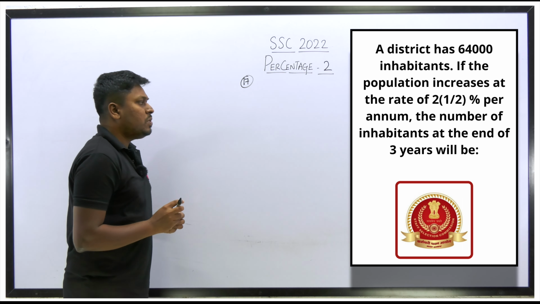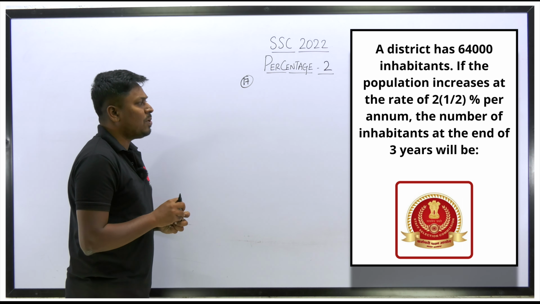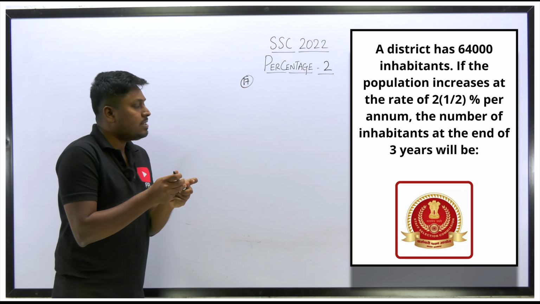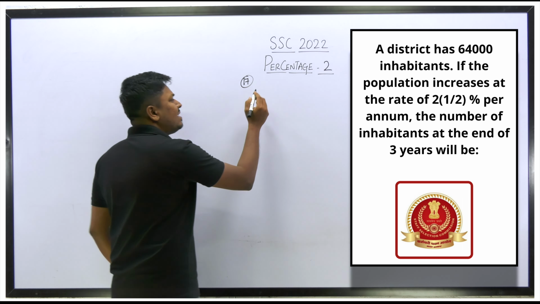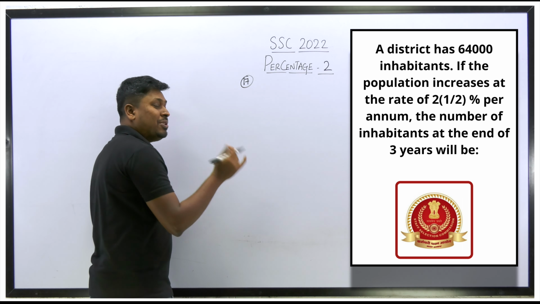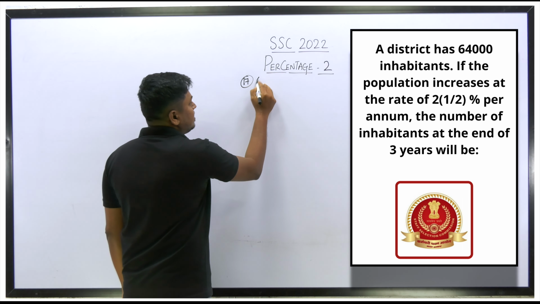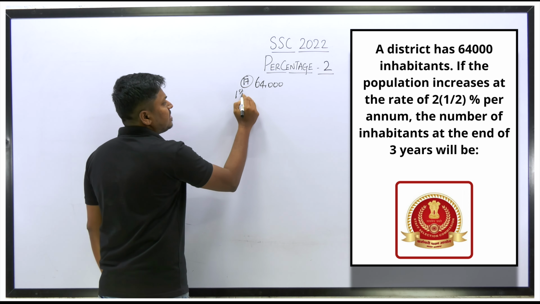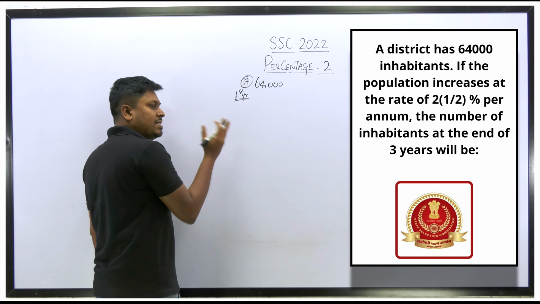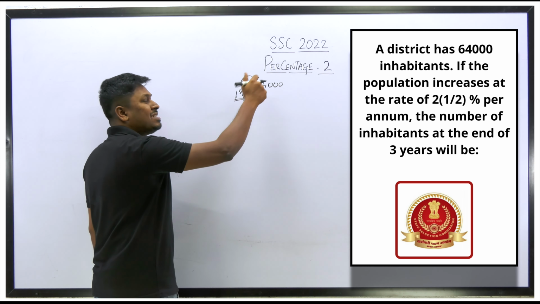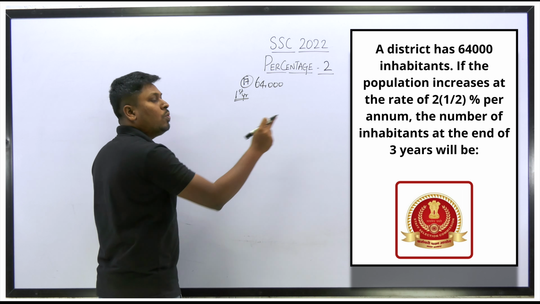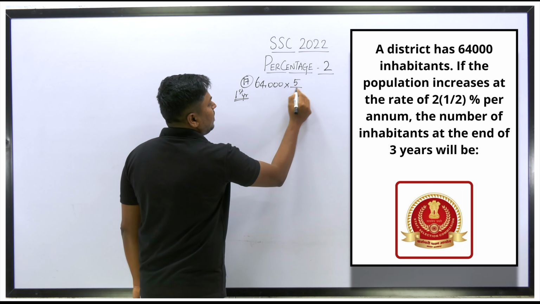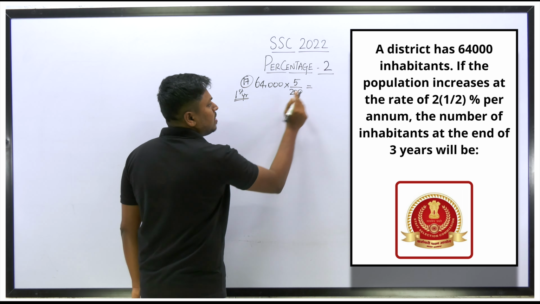So now what I will do here is solve this question by the normal method as well as by one simple shortcut. Just see here, the normal method will be a little bit lengthy process, but you will find the exact answer. Just see, 64,000 is what? The initial population, that is the first year population. So out of this first year population, how much percentage has increased? 2 1/2%, which will be 5/2%, yes or no?